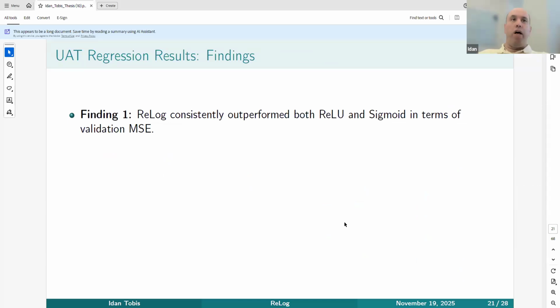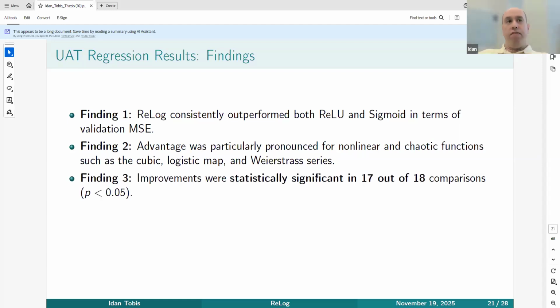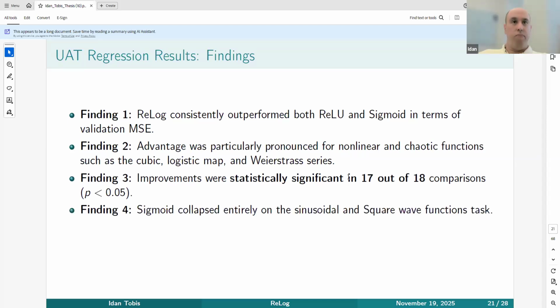So the first finding we have on our first experiment is that ReLog consistently outperformed both ReLU and sigmoid in terms of validation MSE. This is a regression. And the second finding is that the advantage was particularly pronounced for nonlinear and chaotic functions, such as the cubic function, the logistic map, and the Weierstrass series. And the third finding again is that those improvements were statistically significant in 17 out of 18 comparisons.